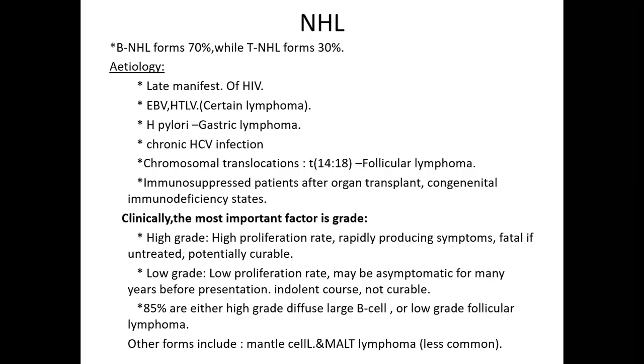Also, certain cytogenetic abnormalities like chromosomal translocations, like translocation of chromosome 14;18, are associated with follicular lymphoma. Patients who are immune suppressed, like patients who have renal transplant or liver transplant, can develop lymphoma, and also patients with congenital immune deficiency states.